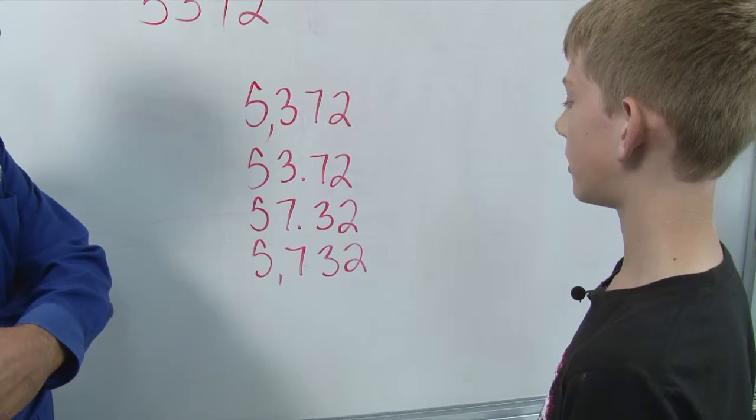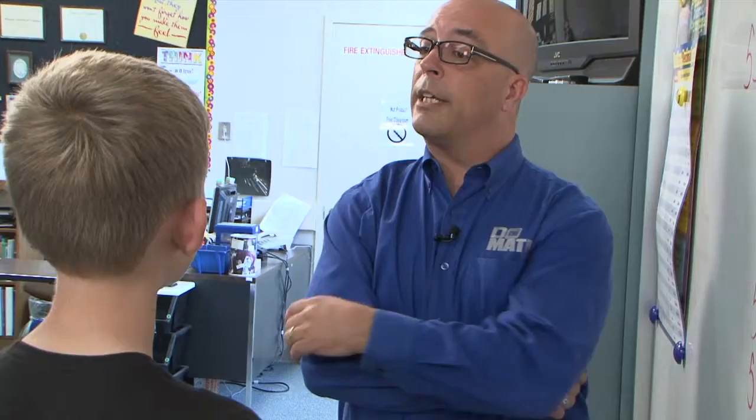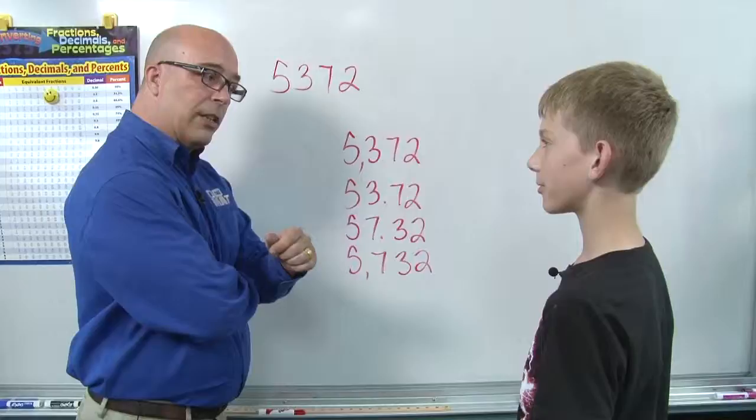Is there another way that you could read this instead of saying 53.72? Is there another way to say that? Yeah. How would you say that? 53 and 72 hundredths. Perfect. All right. So, we want these in order. Would you like to go smallest to largest, least to greatest, or greatest to least? Greatest to least.